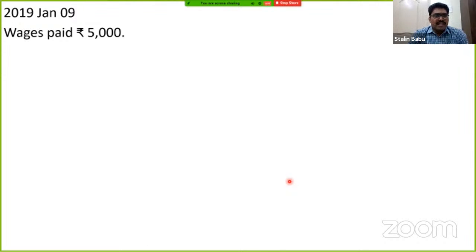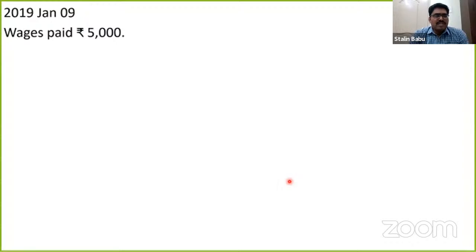On 2019, January 9, wages paid rupees 5,000. So here we are paying the expenditure, that is wages. We are paying the wages to the laborers, rupees 5,000. What happened here? Here cash is going out of the business. We are paying the wages. Wages is an expenditure to the business.